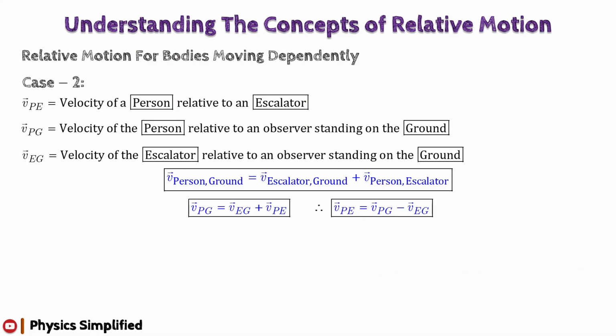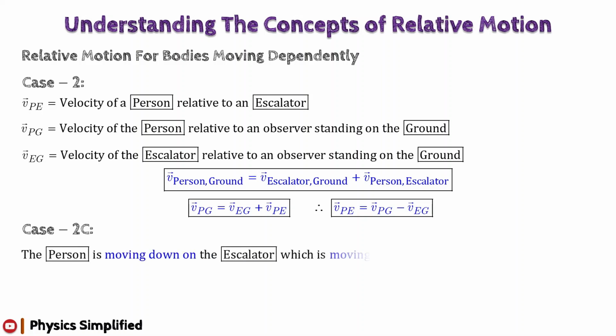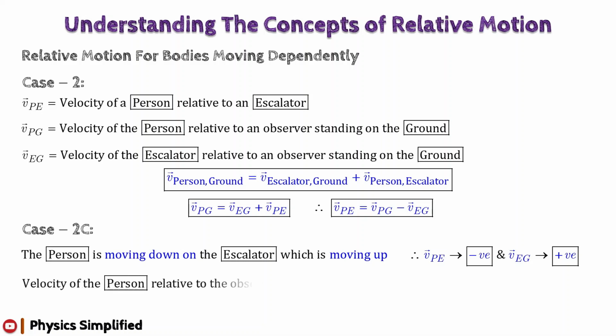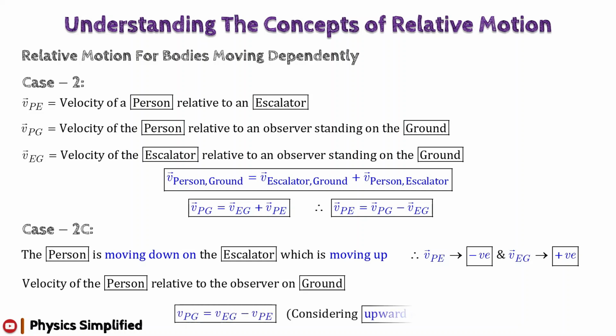In our final subcase, the person is moving down the escalator, while the escalator is moving up. Again, by considering the upward motion of the escalator positive, we find the velocity vector of the person relative to the escalator is negative, and that of the escalator relative to the ground is positive. So, the magnitude of the velocity of the person relative to the ground-based observer is given by v_pg = v_eg - v_pe.